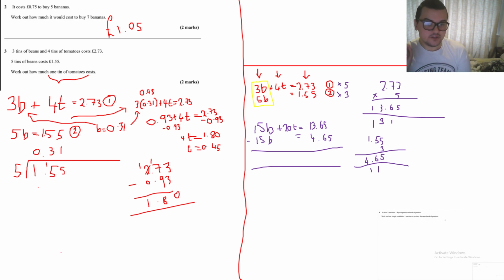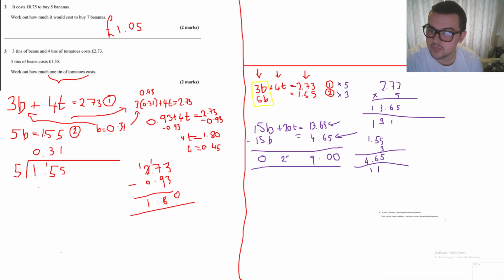Now we could use the basic subtraction, or we could just notice something. 65 here, 65 here. Anything after the point is going to become 0, because it's just subtracting itself. 13 minus 4, that's 9. 15b minus 15b is 0. 20t minus nothing is 20t. So now we have an equation we can solve, because we're looking to solve for t. So we can say that 20t is 9, so t equals 9 over 20.